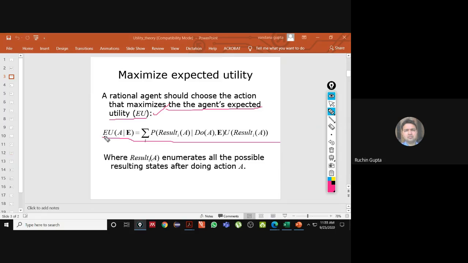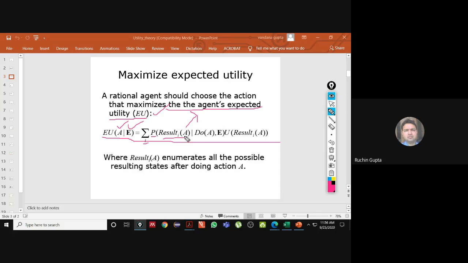So what is this formula? Expected utility of action A, given the set of inputs E, where E is the environment information available to the agent, equals the summation over all i of the probability of result i of action A, multiplied by the utility of result i of A. The agent would know what could be the possible action and what could be the possible result of this action A.